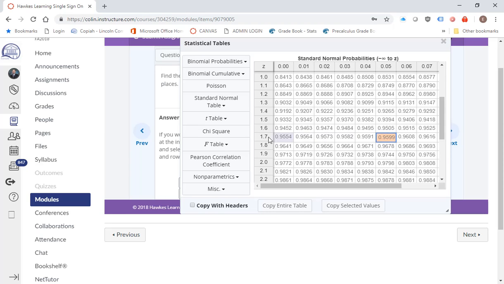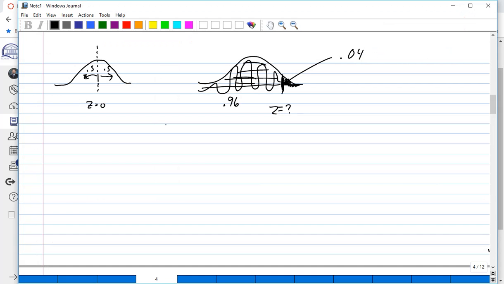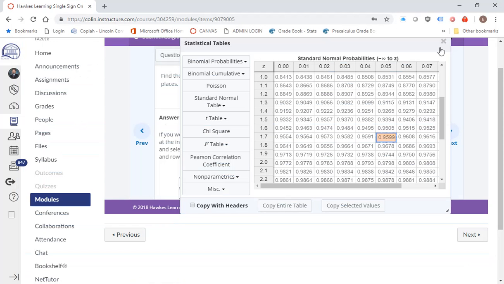All right, 1.75. So 1.75 is my answer. So 1.75, that's what I'm going to put in.